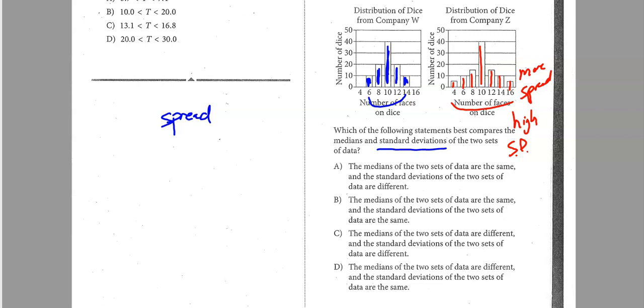It does look like the medians are going to be the same though, because there's an exact same amount on each side. It's balanced all the way across. So I believe they both have the same median, but standard deviations are going to be different. So since the medians are the same, that wipes out these guys. And standard deviations are different. So the correct answer here is going to be A.